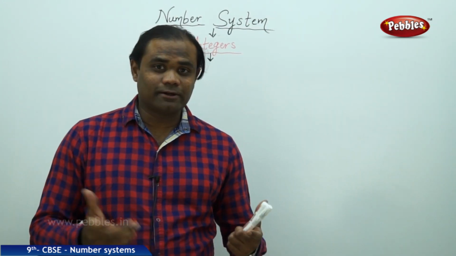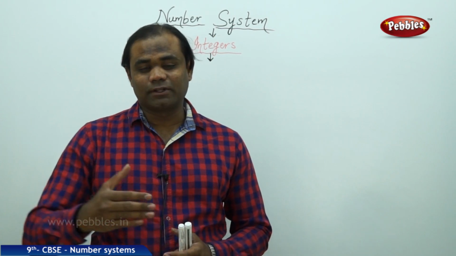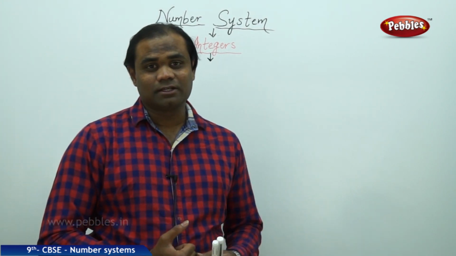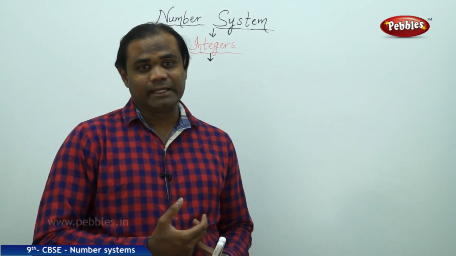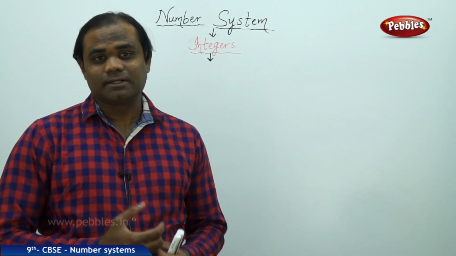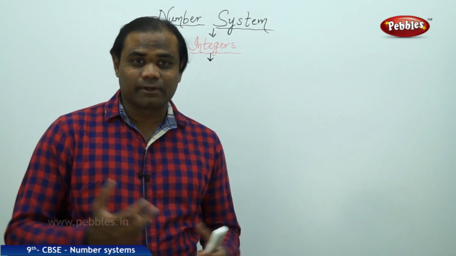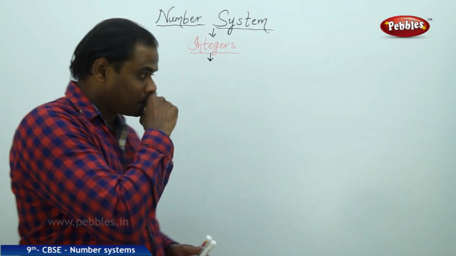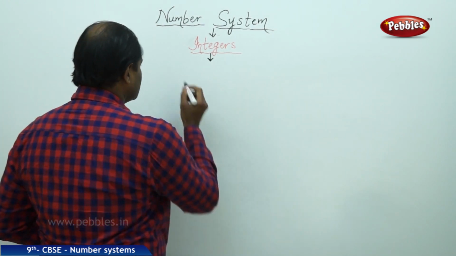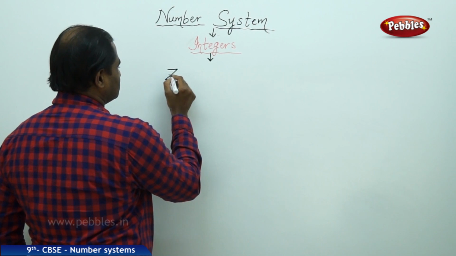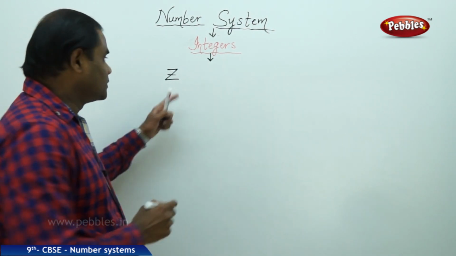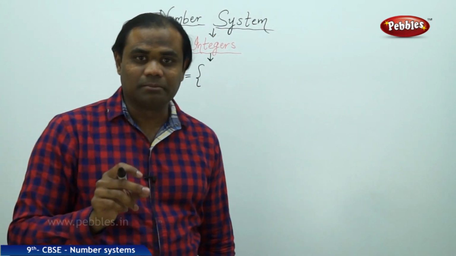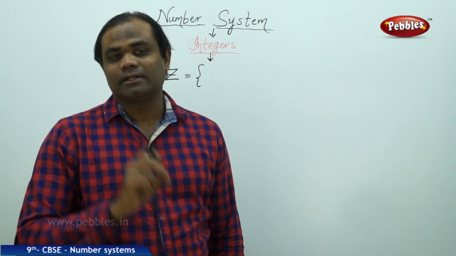Integers. The next set of numbers in the field of mathematics after the natural numbers and the whole numbers is integers. And this plays one of the most important roles in the number system. So let's see what integers, or the set of integers, are in mathematics. Integers are denoted by capital Z, and it is the set of all natural numbers and whole numbers, which are both positive and negative.